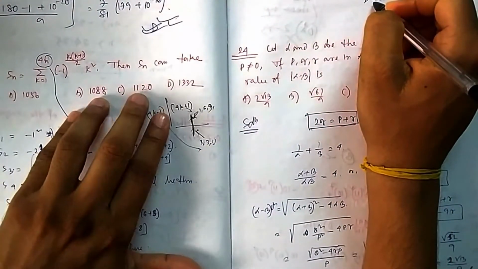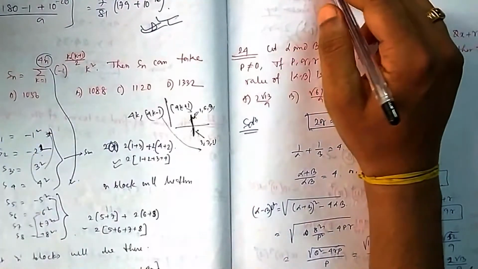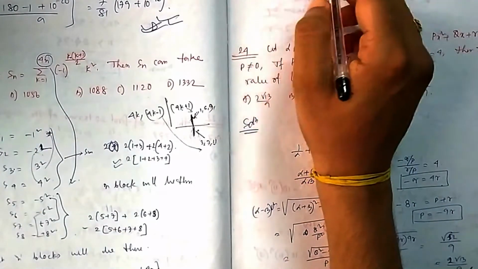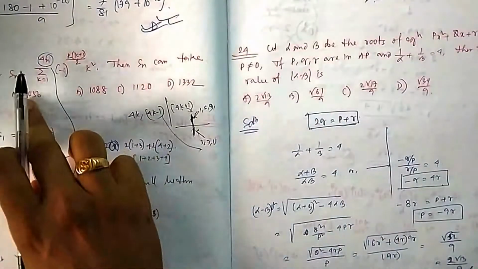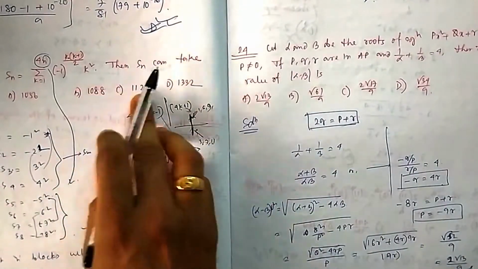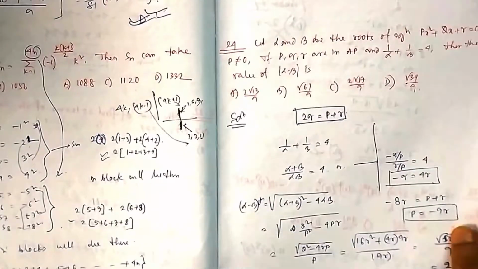So B and C are not possible, because they are in between these two, and there is no n such that. For n equal to 8 it is coming here, for n equal to 9 it is directly jumping here. So B and C will not come here. So A and D can be the answer.